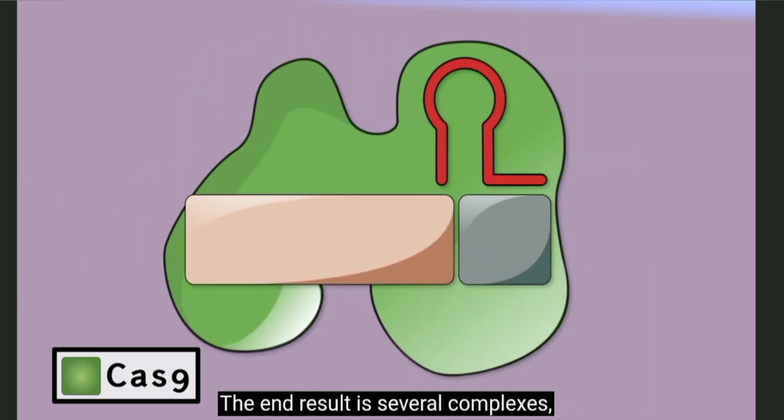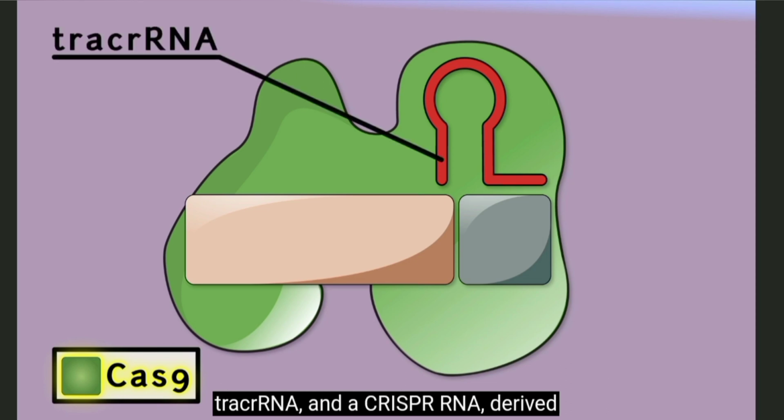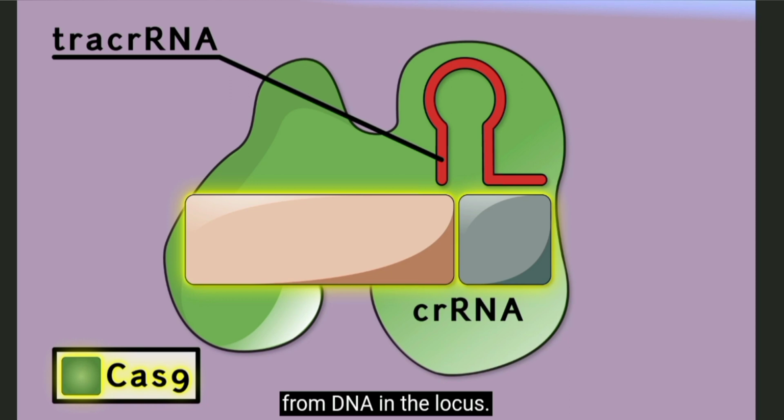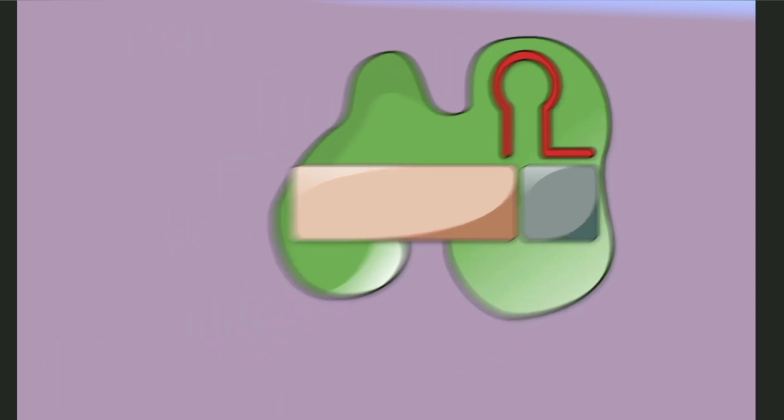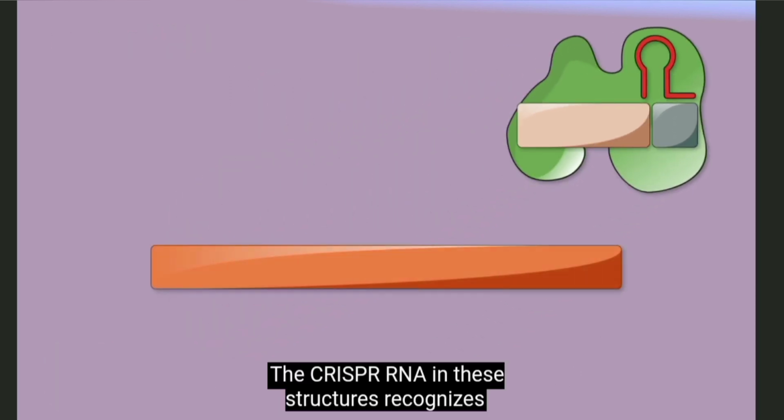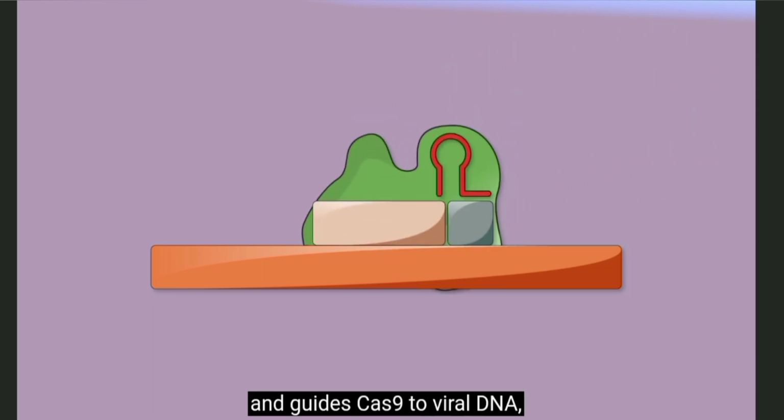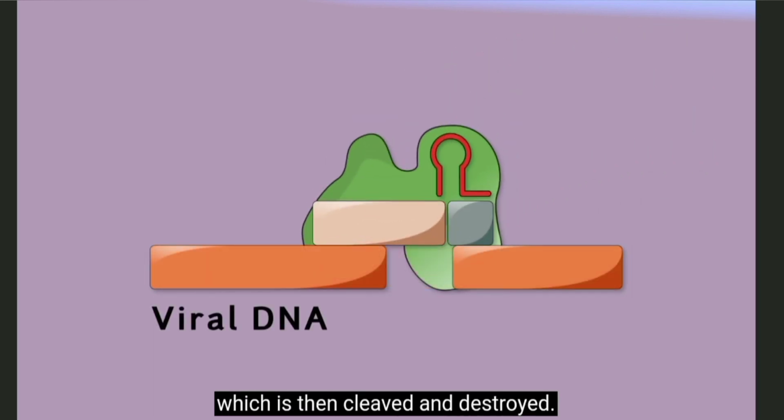The end result is several complexes, each consisting of a Cas9 protein, tracer RNA, and a CRISPR RNA, derived from DNA in the locus. The CRISPR RNA in these structures recognizes and guides Cas9 to viral DNA, which is then cleaved and destroyed.